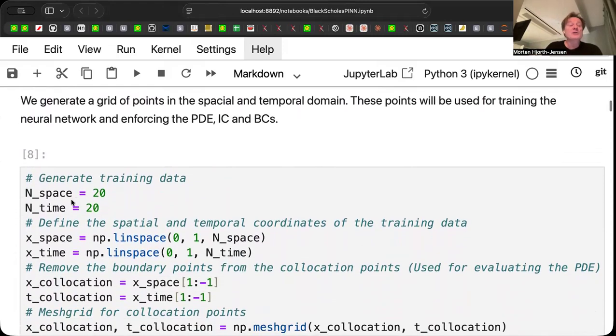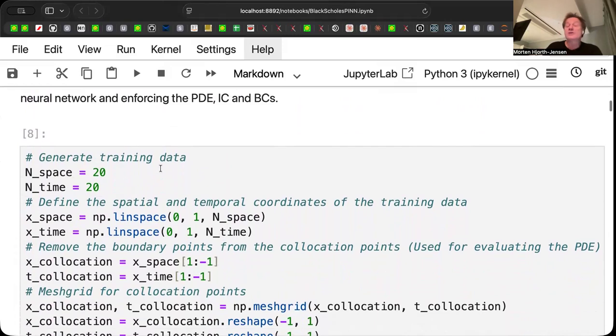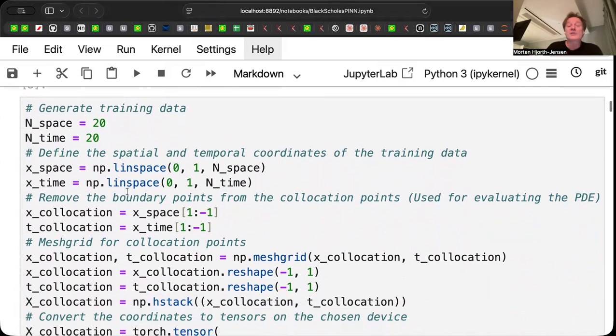Then we are setting up the number of training points. So this is 20 points. It's just set to 20. And we are making the comparison with the analytical result. We set up the X-base and the time data from 0 to 1 in both cases.